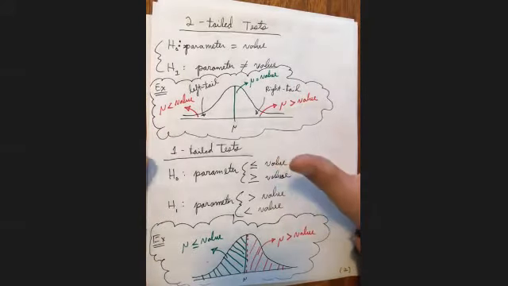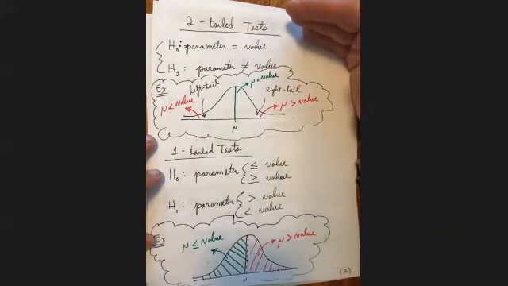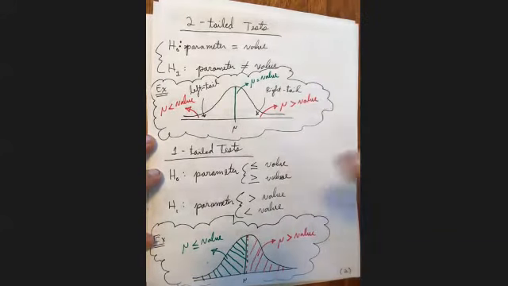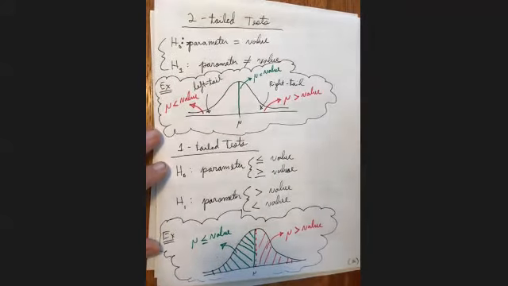So there are two main flavors of claims that can be made, and depending on the flavor of claim that's being made, we either have what we call a two-tailed test or a one-tailed test. Okay, so this is what that looks like.